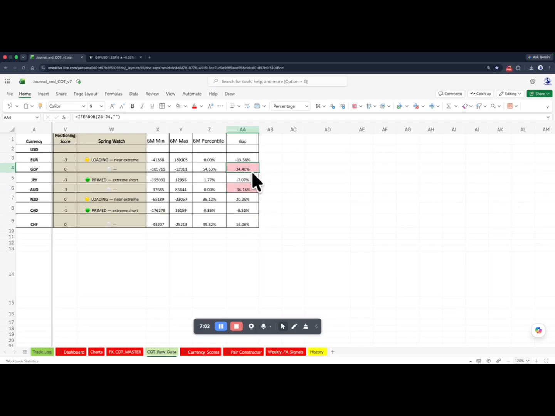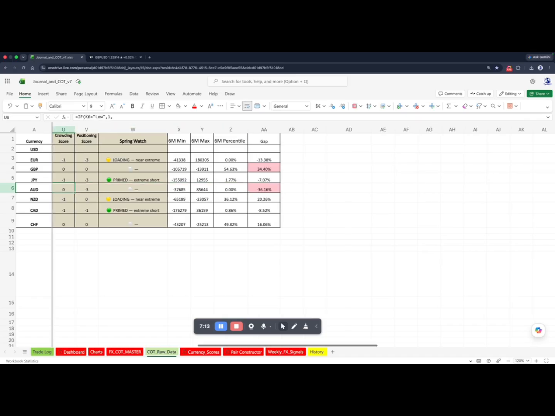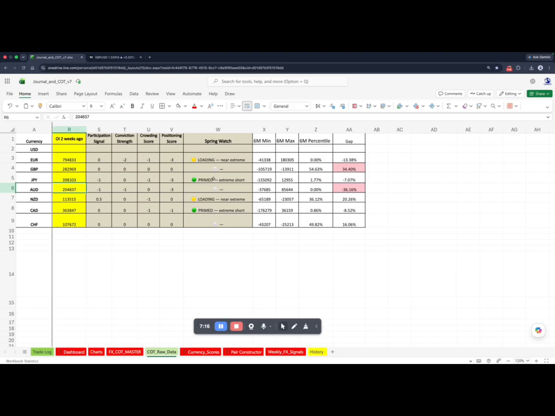So we'll just monitor this week after week to see how these gaps play out. Okay, so that's the 6-month percentile, which I think is very good. And then if I take the Japanese yen and the CAD again as examples, these are primed. And like I said before, think of it in terms of an earthquake that's about to happen. They are so far stretched relative to their 3-year levels that these are going to pull away violently in the opposite direction.